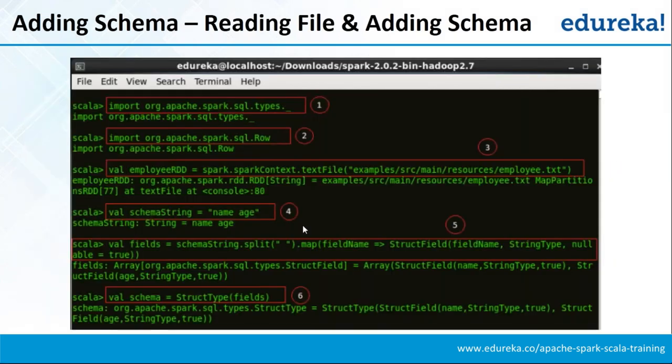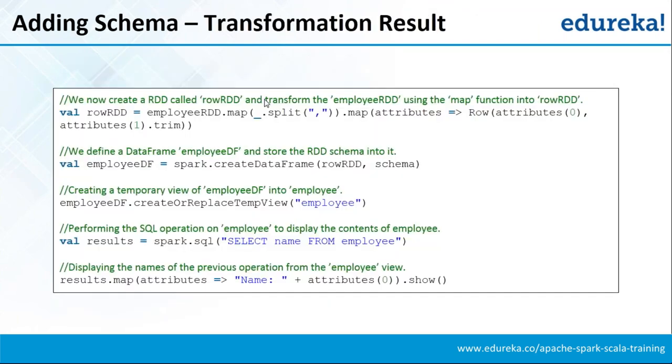You can see all this execution, the same steps we are just executing in this terminal. Now let's see how we are going to transform the results. Whatever we have done, so now we are going to create an RDD called row RDD. We want to transform the employee RDD using the map function into row RDD. So let's do that.